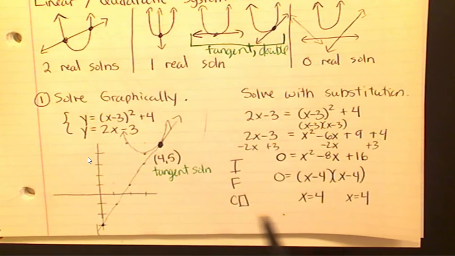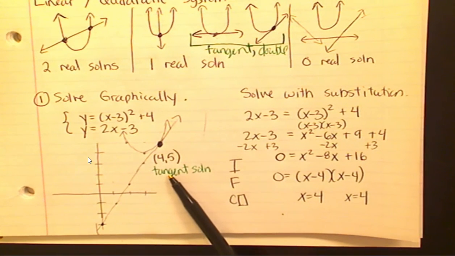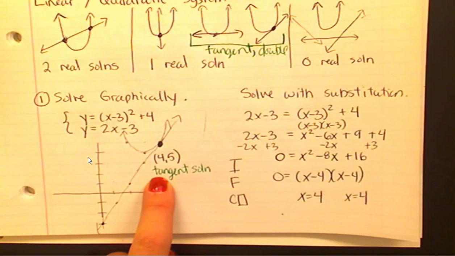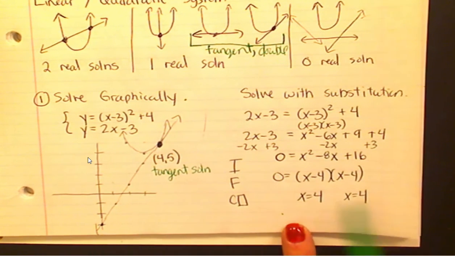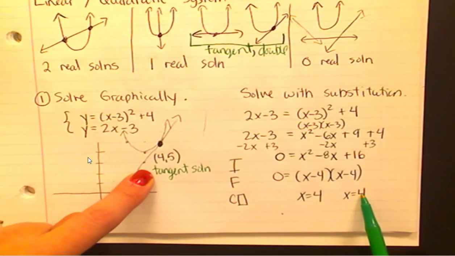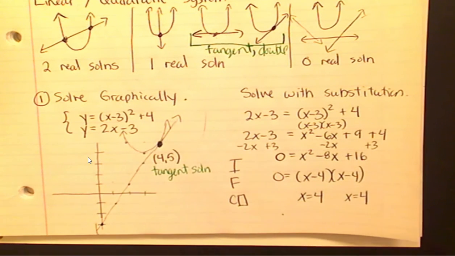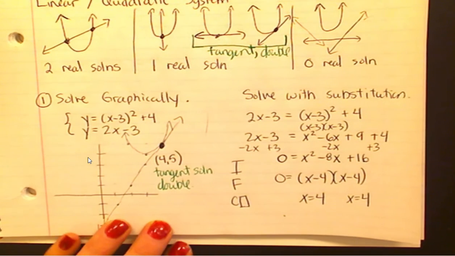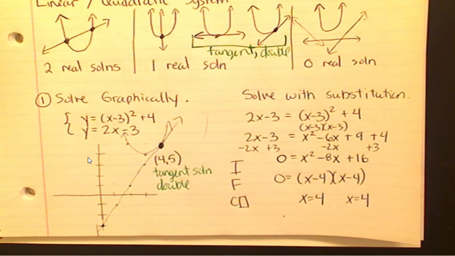You mean a double solution? Because algebraically, I got the same number twice. This is what it looks like algebraically to get a tangent solution. The same number twice. Okay, but I need a solution.